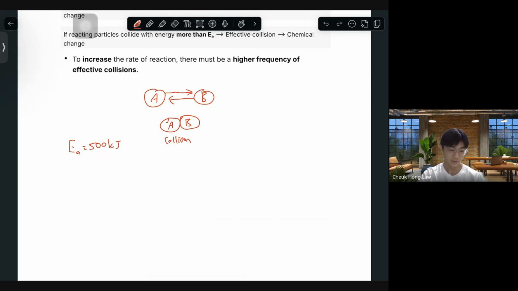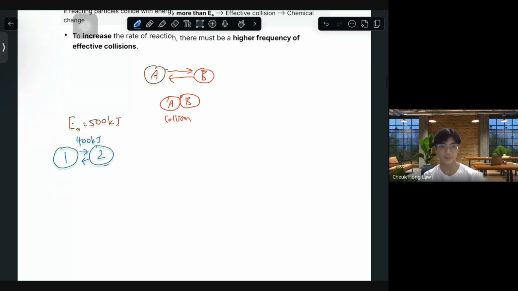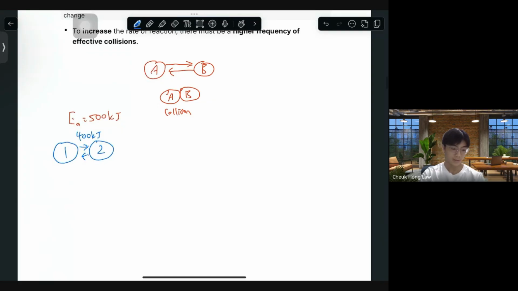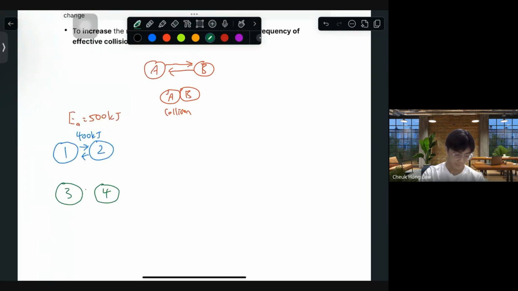So let me draw 2 examples. Your first example, particles A and B, maybe I name this 1 and 2. Then they collide with each other, and when they collide, they collide with 400 kilojoules of energy. Then second example, let me use green. Particles 3 and 4, when they collide with 600 kilojoules of energy.